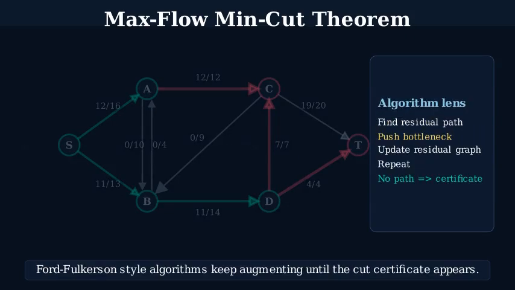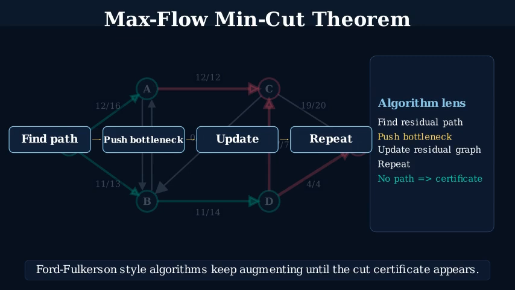Algorithmically, this is why augmenting path methods are so powerful. They do not just produce a large flow. When they stop, they also produce a certificate, a cut of the same value. That certificate proves no larger flow can exist.